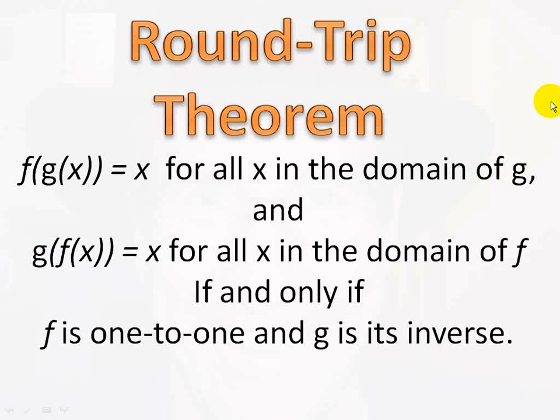Now, some other things we want to take note of, what's referred to many times as the Round-Trip Theorem. And here we have that if you take f of g of x, where f and g are inverses, you have f of g of x equals x, for all x in the domain of g, and let's go the other way, g of f of x equals x for all x in the domain of f. Now, this happens, f of g of x equals x and g of f of x equals x, only when f is 1 to 1 and g is its inverse.